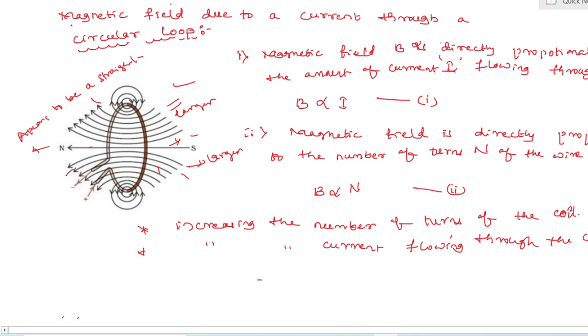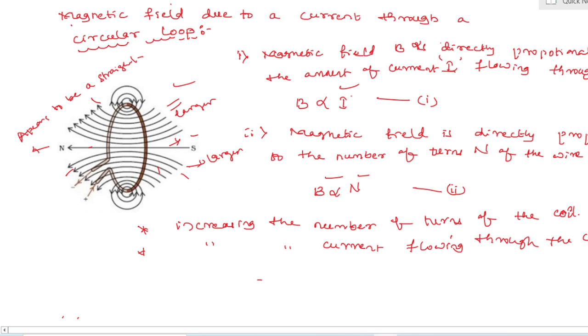What is the magnetic field produced by a current carrying circular loop? It means the magnetic field is directly proportional to the amount of current I flowing through it. It means B is directly proportional to I. Second, magnetic field is directly proportional to the number of turns n of the wire. B is directly proportional to n. It means the number of turns of a wire.